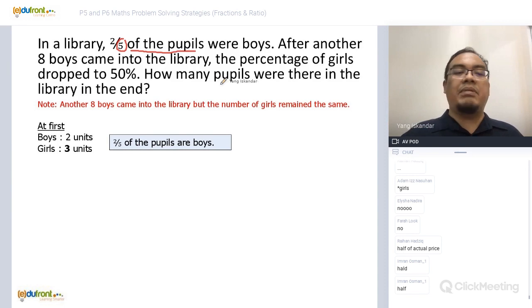So some students already got trapped. Here they put girls 5 units. Wrong already, okay? So just take note.